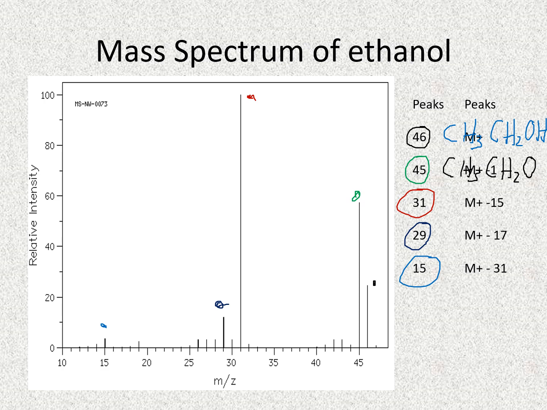Now the peak of 31, this one here, is the loss of 15 from the original, which actually must correspond to the loss of a CH3 group. So that would be the CH2, OH. The peak at 29 would be the loss of the OH group, which weighs 17. So that would be CH3, CH2. And then the peak of 15 must just simply be CH3. And these are all positively charged.